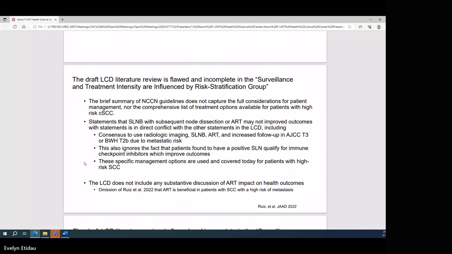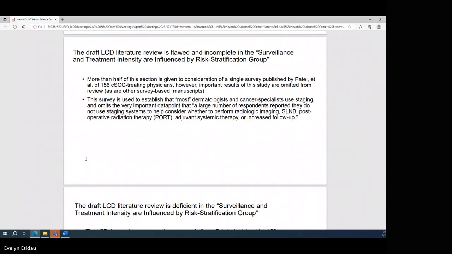Next slide, please. The treatment of patients with high-risk squamous cell in the U.S. occurs at clinical centers, community practices, and academic centers. A critical limitation here is that the LCD emphasizes exclusively academic medical practice, and it hides the full range of risk stratification approaches that we use here in the U.S., meaning risk factor-based rather than just formal staging. This minimizes the unmet clinical need in high-risk squamous cell. More than half of this section actually discusses a single survey published by Patel et al.